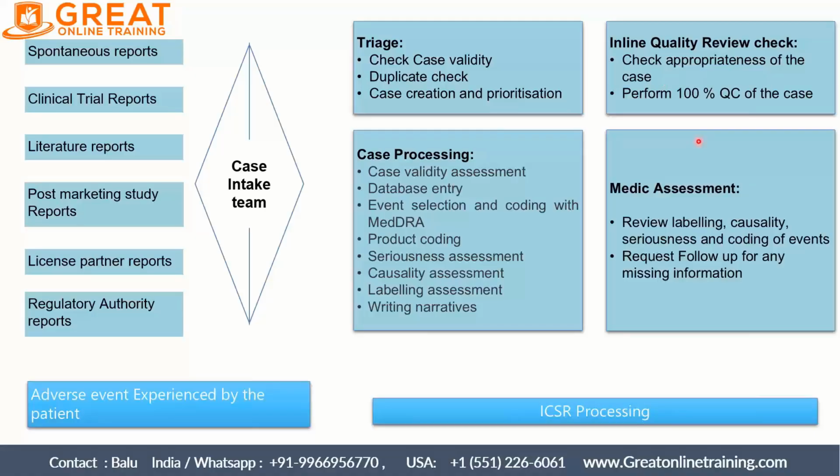Once the quality review is done, the medical assessment will take place, where the medical review team, which majorly includes physicians, will review labeling, causality, seriousness, and coding of the events, and they will request follow-up for any missing information. This is what the medical reviewers do, and if there is any information that is missing, then they will request the follow-up from the reporter, and the report will be submitted to the regulatory authority. So this is the entire ICSR processing with the different steps involved.